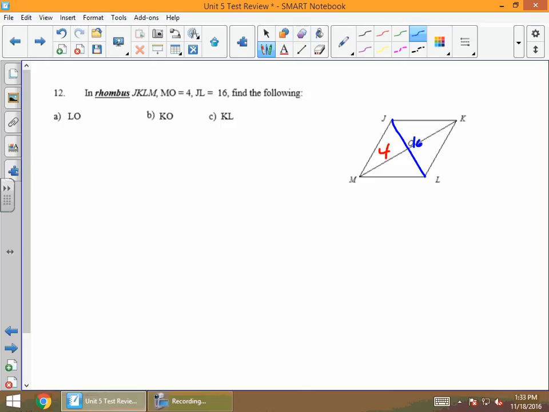So what is the measure of JO? What is the measure of LO? 8. How did you get 8? Because the diagonals are bisected, so therefore that is 8. This is also 8, so LO is 8. KO. How did you get 4? Why did we get 4?